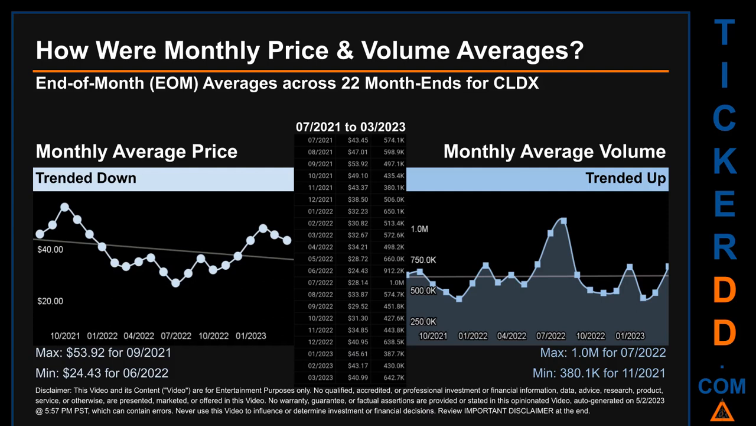The maximum end of month average price was $53.92 for 09/2021, while the minimum was $24.43 for 06/2022. Looking at volume, 07/2022 and 11/2021 respectively saw the highest and lowest monthly average volume at 1,000,000 and 380.1 thousand.